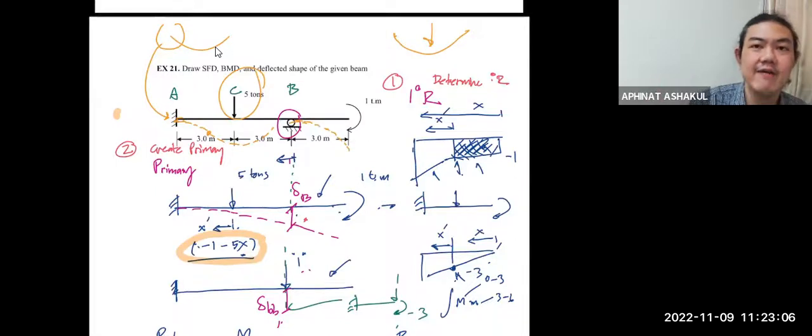Get the behavior right, and numbers will follow. And this has to be negative. And if you are going to have positive, you must have another point of inflection.